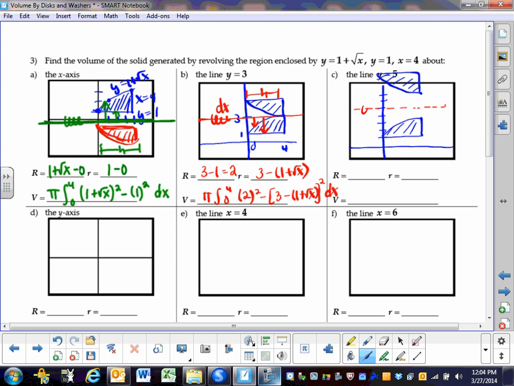We always start at our center of rotation, our axis, and work our way to the edge of the original shape. So this is y equals 5. So the outside radius is 5 minus 1, or 4. The inside radius is 5 minus the curve, 1 plus root x in parentheses. So we're going to have pi. The height of the shape is still x is 0 to x is 4. The outside radius squared minus the inside radius all squared dx.